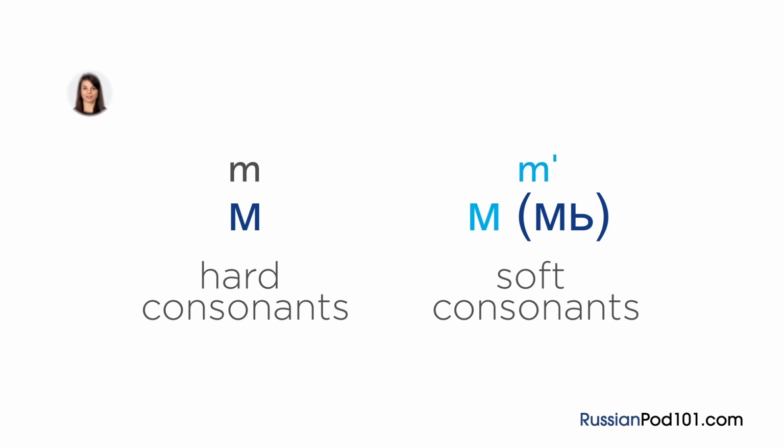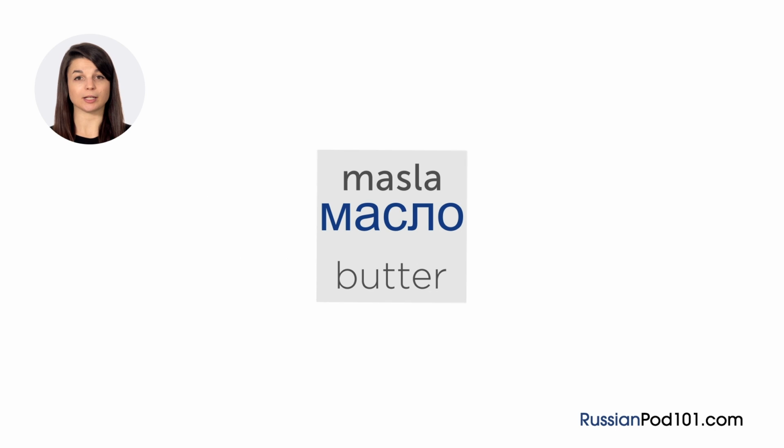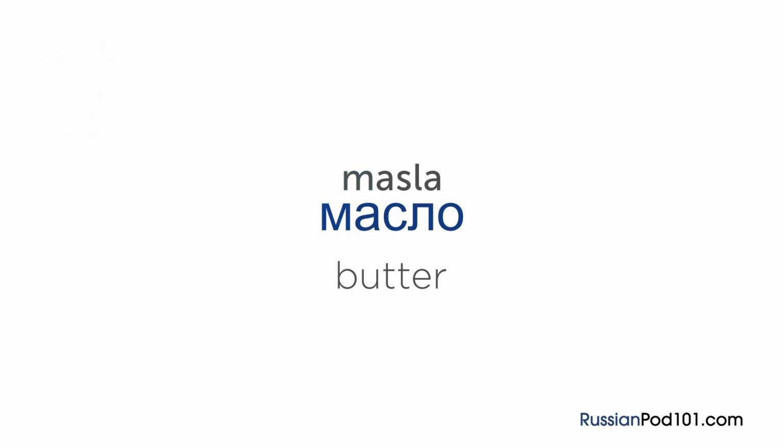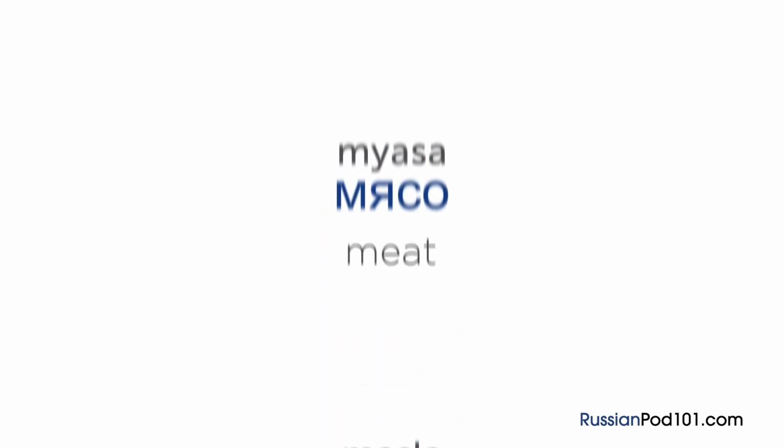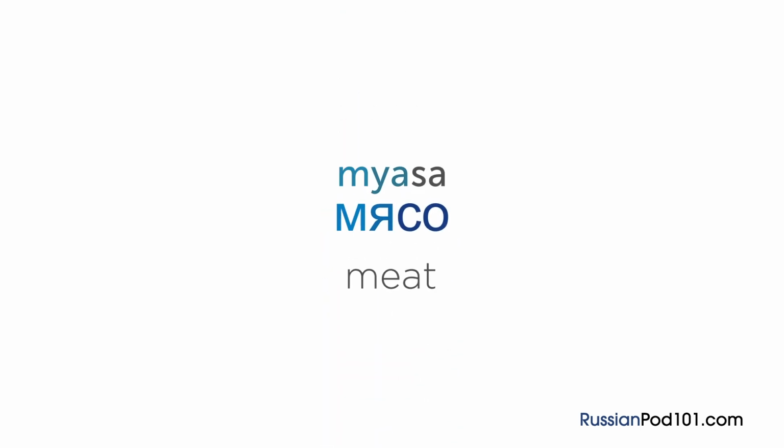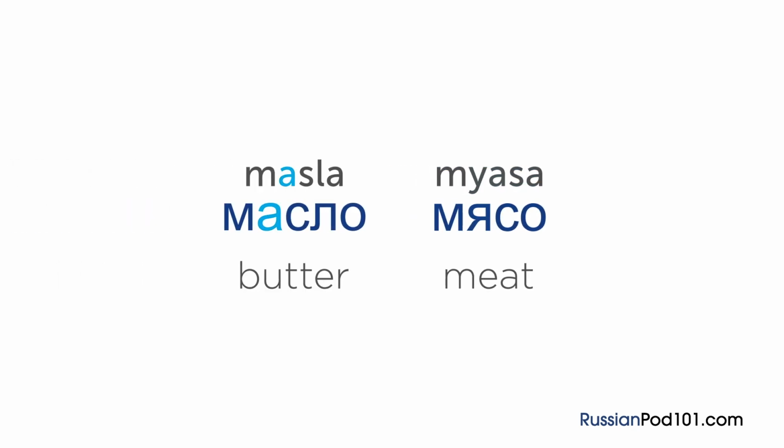This is because Russian is actually read in blocks. We use the closest vowel which comes after the consonant to indicate whether to pronounce the consonant hard or soft. If the consonant is followed by a hard vowel, then the consonant is also pronounced hard. Ма, масло. On the other hand, if the consonant is followed by a soft vowel, then the consonant is also pronounced soft. Мя, мясо.